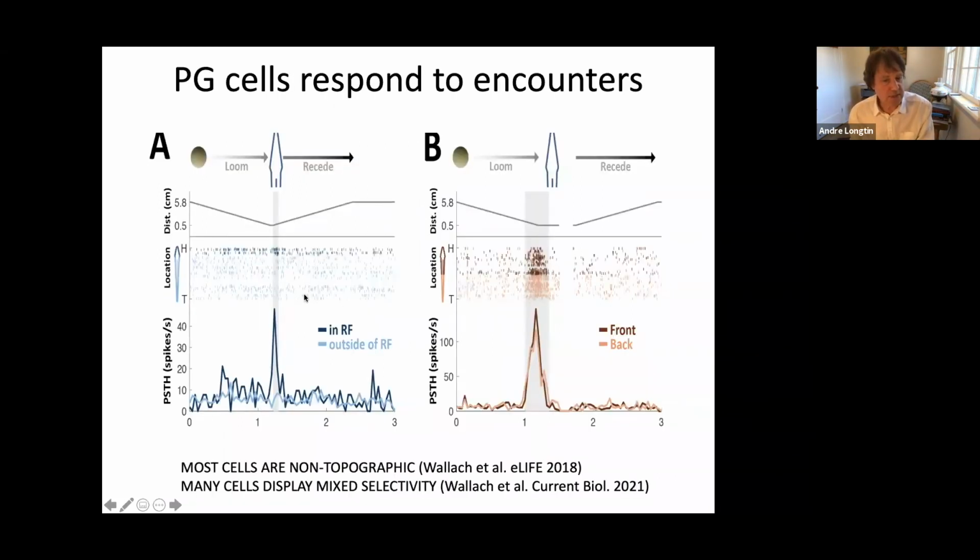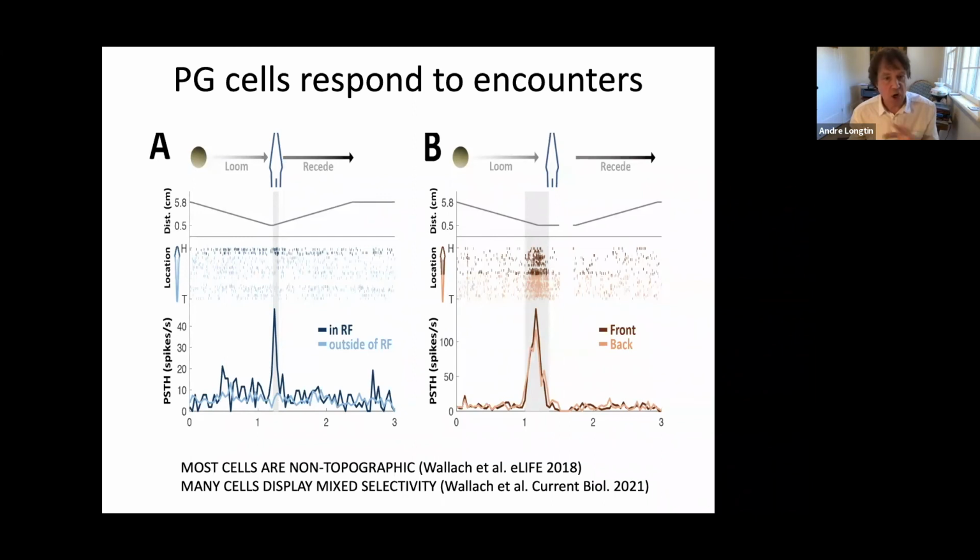So there's 2 kinds of cells. There's some cells on the fish where we're bringing the object close to the animal, and then we're moving it away. We're representing that on the other side of the animal, because obviously we don't go through the animal, but the stimulus comes in and then it moves back out. And you'll see the firing rate go up for some class of cells that are inside the receptive field, but other cells outside the receptive field don't care. So these are topographic cells.